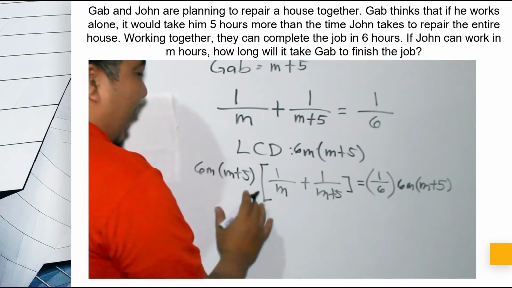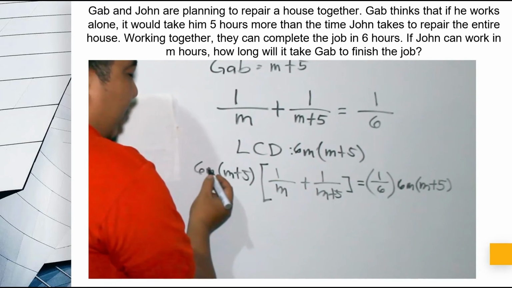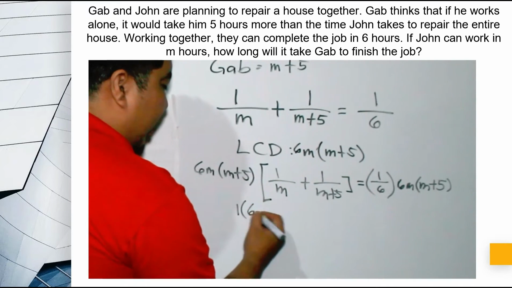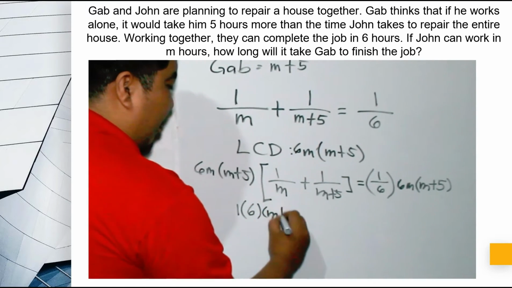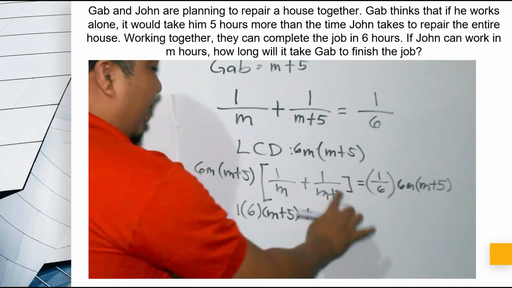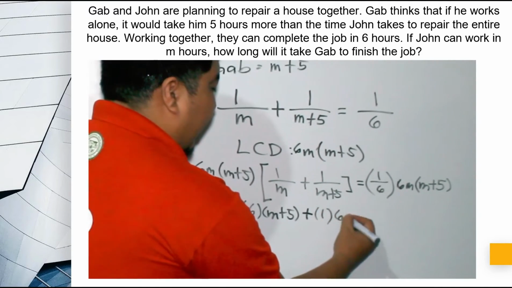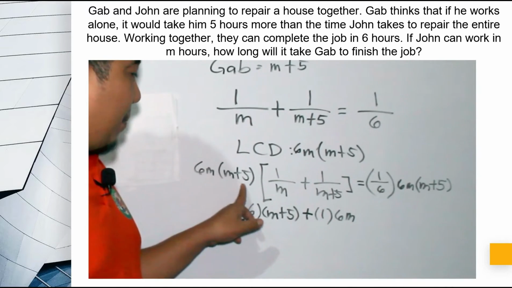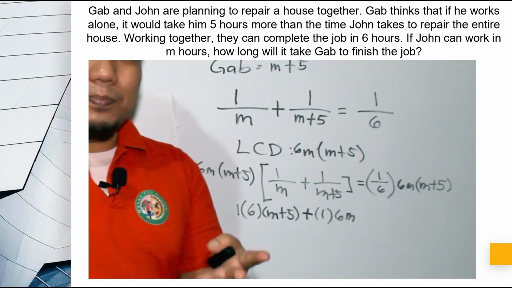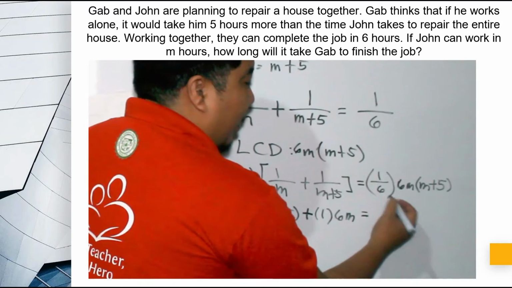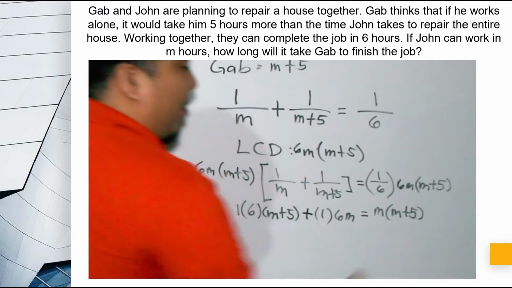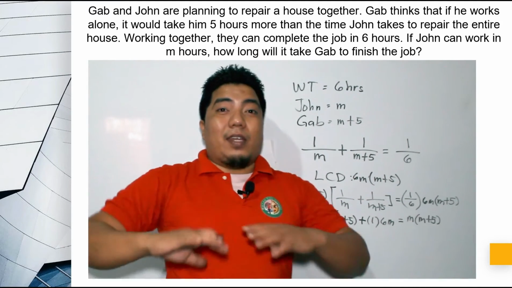Before distributing, you can cancel the like terms. Okay? So, since there is an m here, therefore, our factors to be distributed here is only 6 and m plus 5 for the first. For the second, this will be cancelled, okay? And we only have 1 times 6m. Okay? Because m plus 5 and m plus 5 here will be cancelled when this group will be distributed to the second part. And here, this will be cancelled, so we only have m plus 5. Okay, so now we don't have any denominators.